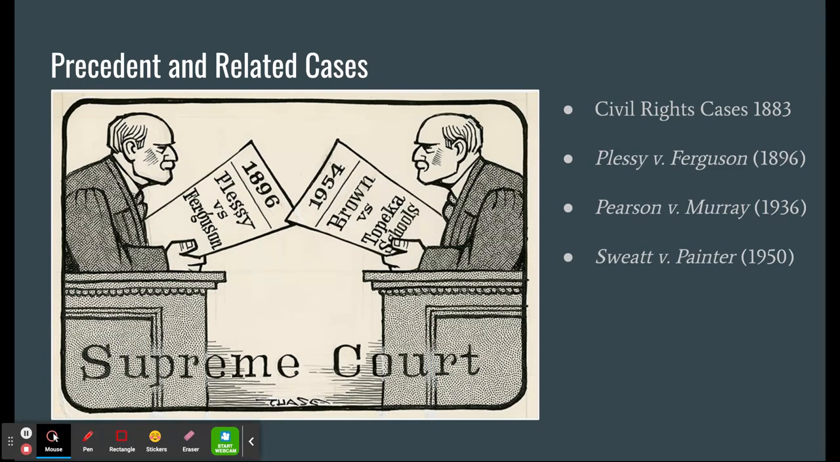Additionally, Pearson versus Murray and Sweat versus Painter are both lawsuits against schools for denying admittance of Black students, specifically in higher education, being college and law school. Although both cases resulted in the schools being forced to admit Black students, none of them overturned Plessy versus Ferguson, as they were ruled on the basis that the facilities were separate and unequal, not that being separate was inherently unequal.